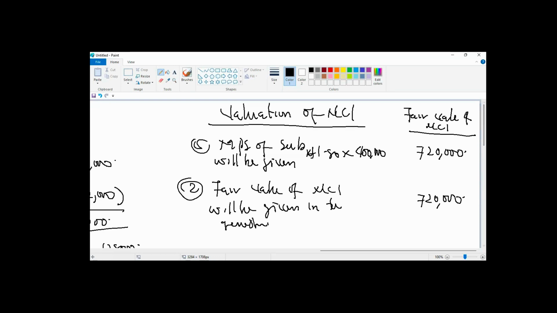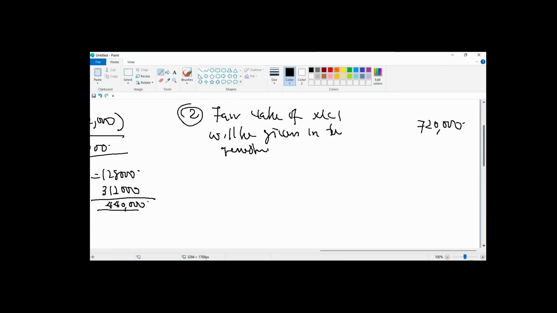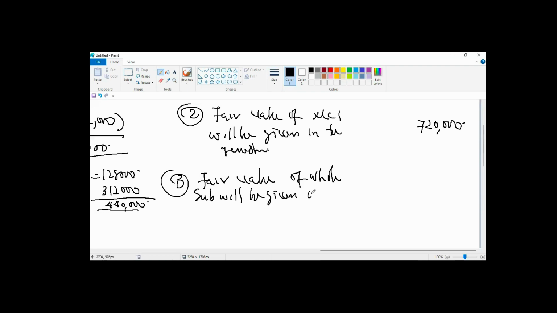3. Fair value of the whole subsidiary will be given in the question. For this question, 1.8 million. If you want to buy everything, you only buy 60%. NCI will be 40% times 1.8 million, 720.